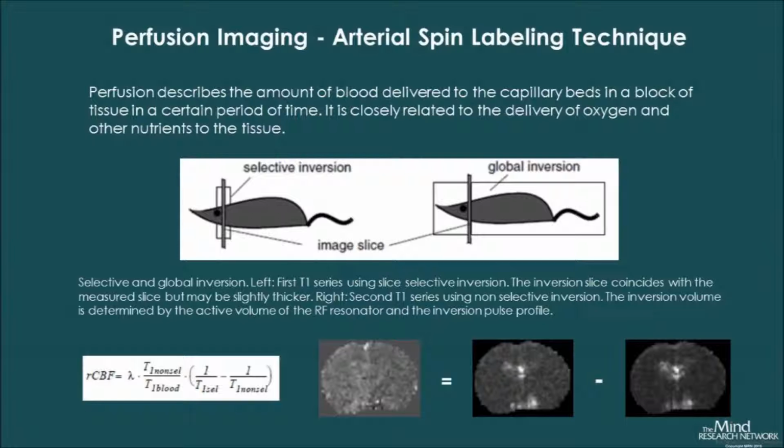Okay, this is perfusion imaging. Perfusion describes the amount of blood delivered to the capillary beds in a block of tissue in a certain period of time. It is closely related to the delivery of oxygen and other nutrients to the tissue. What I'm doing is using a technique called arterial spin labeling, which is based on the selective inversion of T1 and the global inversion of T1. So we use the two kinds of T1 map, and we can calculate the relative cerebral blood flow, which reflects the perfusion.